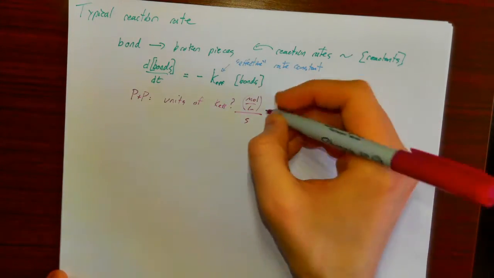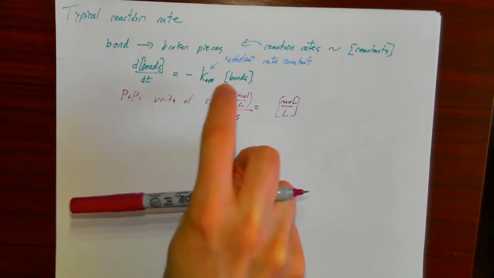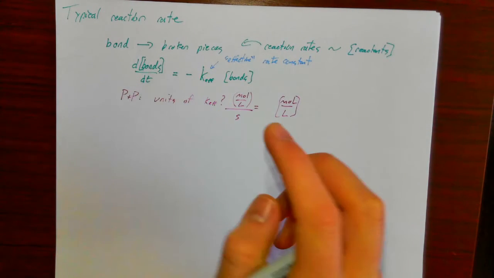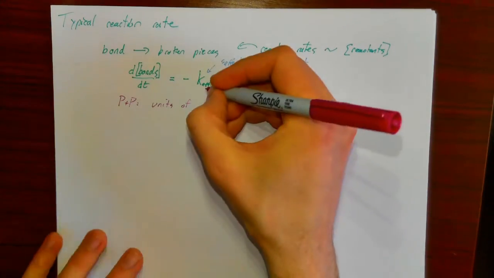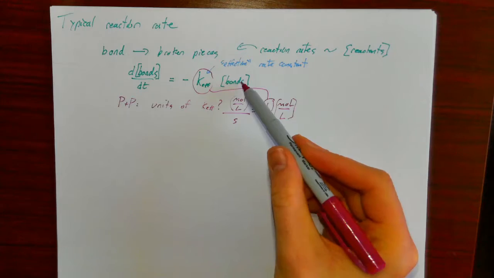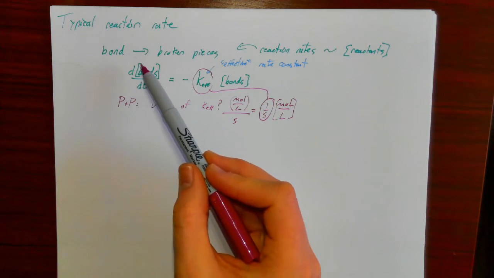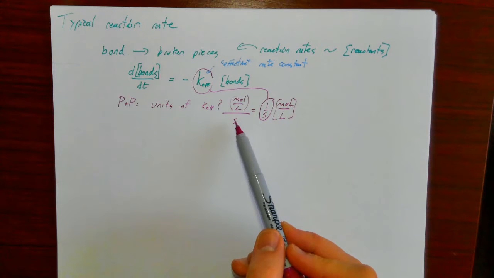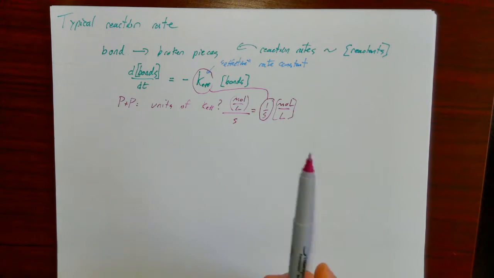So the units on the left-hand side of the equation need to be the same as the units on the right-hand side of the equation. K basically needs to have units of inverse seconds. The concentration of bonds has moles per liter, and the time rate of change of that would be moles per liter per second. So K has units of inverse seconds.